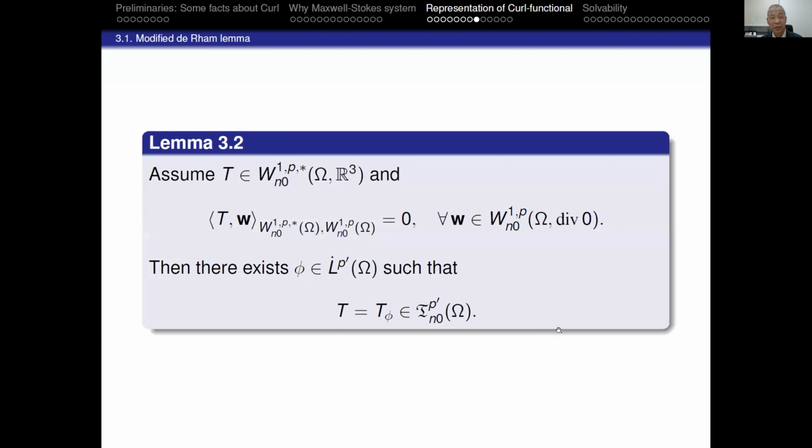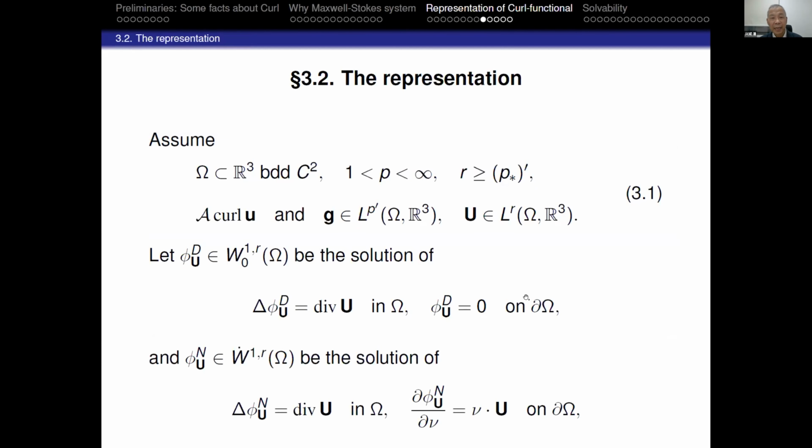And similarly, we have the following conclusion. Suppose you have a functional T on W^{1,p}_{N,0}, and suppose this functional vanishes on the subspace W^{1,p}_{N,0} with divergence 0. Then this T can also be represented by T_phi. So far you still do not see the information of the trace, but now we can get more information in a more concrete situation.